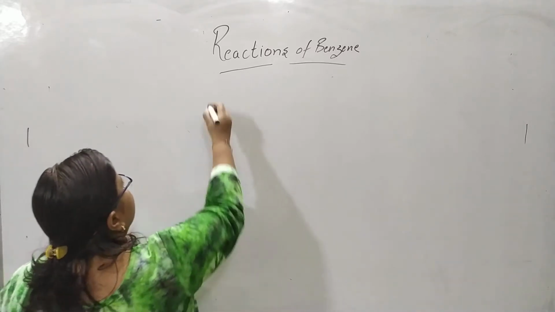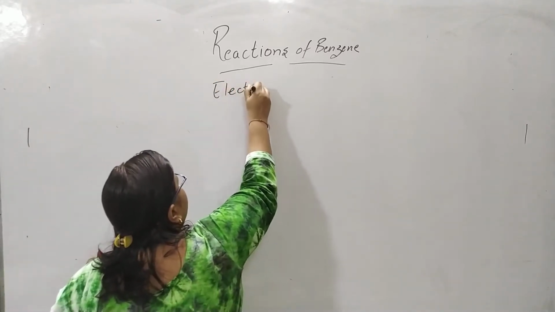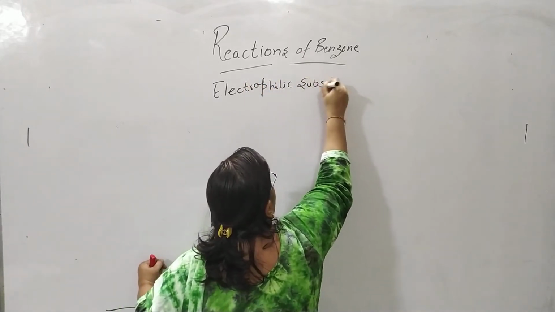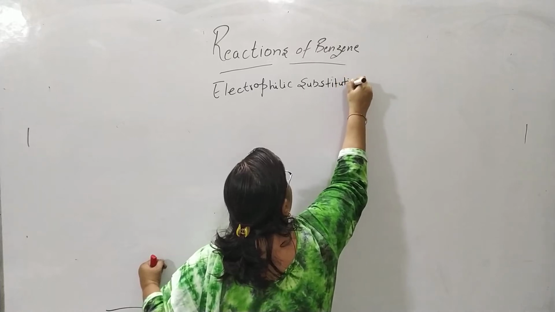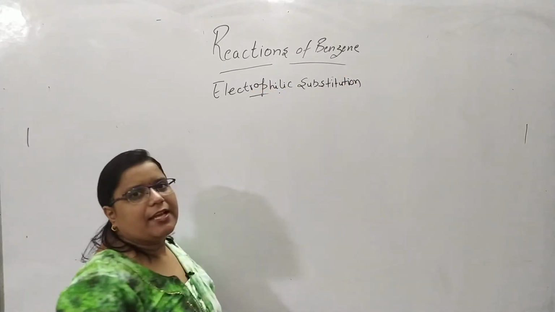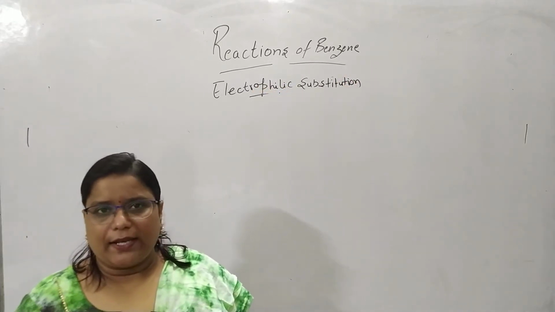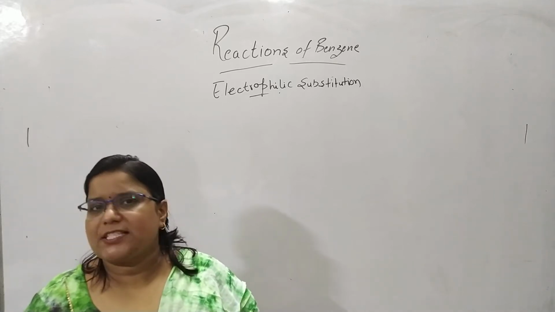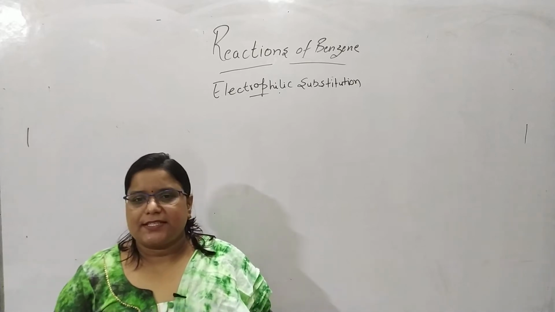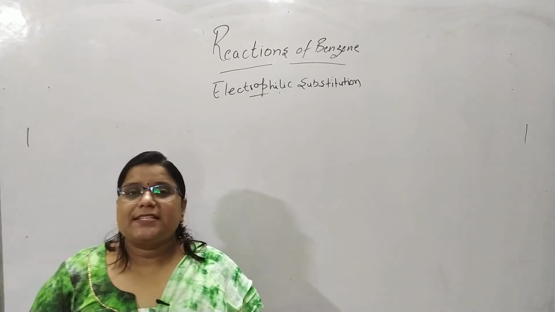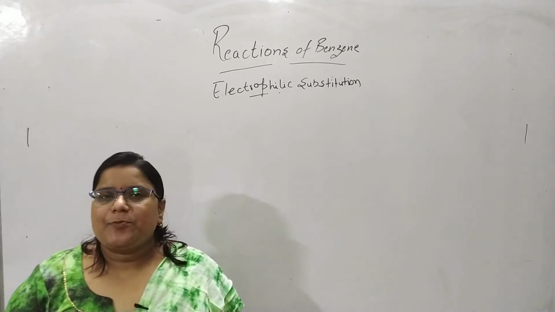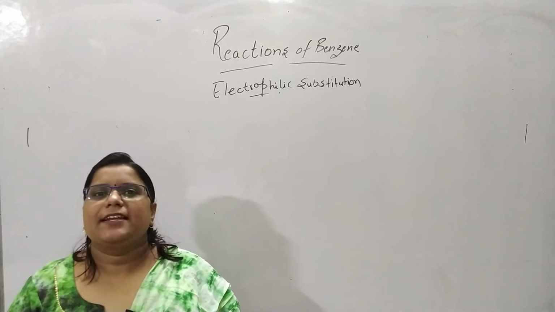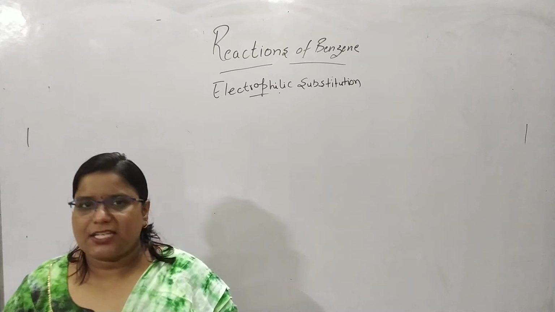As the name suggests, the substitution is done by an electrophile, and the electrophile means the electron-loving species. Obviously, if the species is electron-loving, it has a positive charge. That's why it needs, or desires, the negative charge.